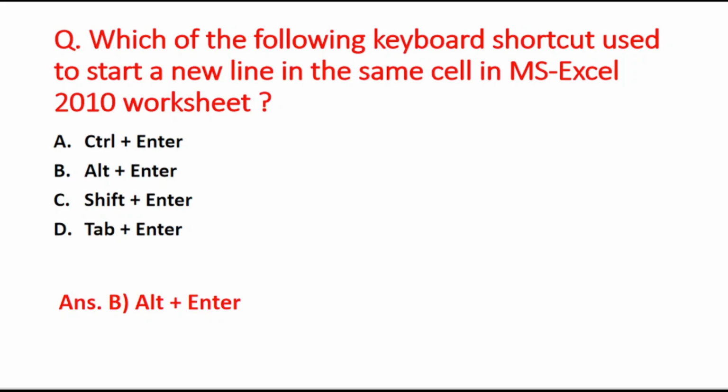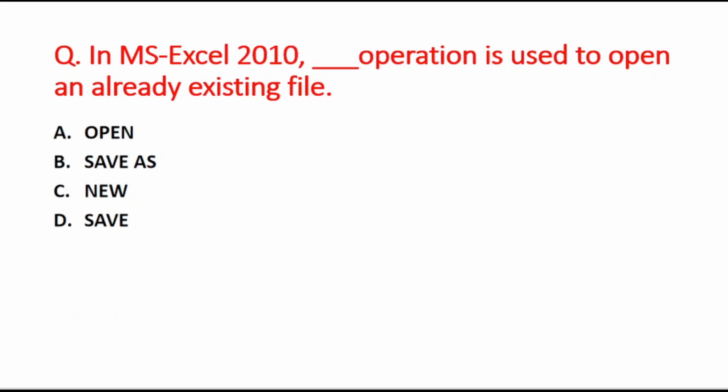Next is, in MS Excel 2010, blank operation is used to open an already existing file. Your A option is Open, B option is Save As, C option is New, and D is Save. So the right answer is option A, that is Open.